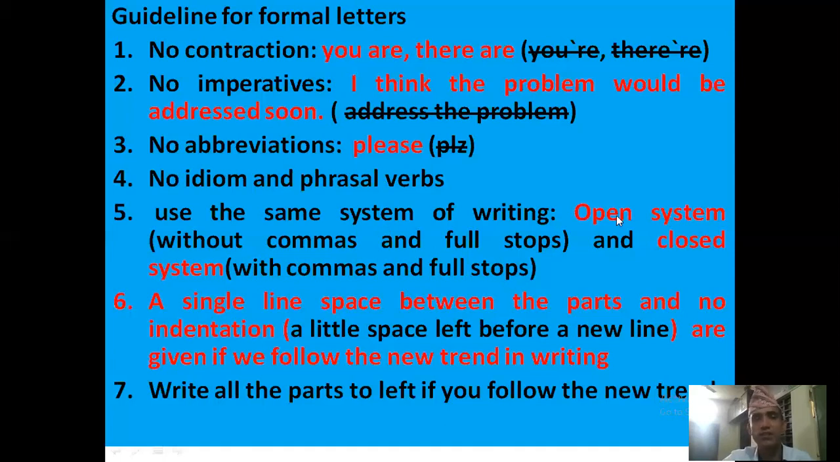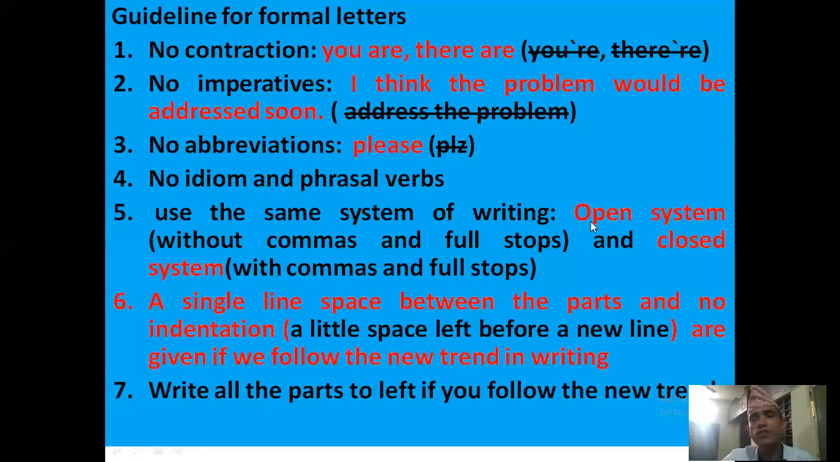There are two systems of writing, open system and closed system. Open system of writing is related with the writing without commas and full stops, and a closed system of writing is related to the writing with use of commas and full stops. So when this system is applied, I can clarify from the example. So open system means the system of writing without commas and full stops, and closed system of writing is writing with commas and full stops. So it means you use the same system.